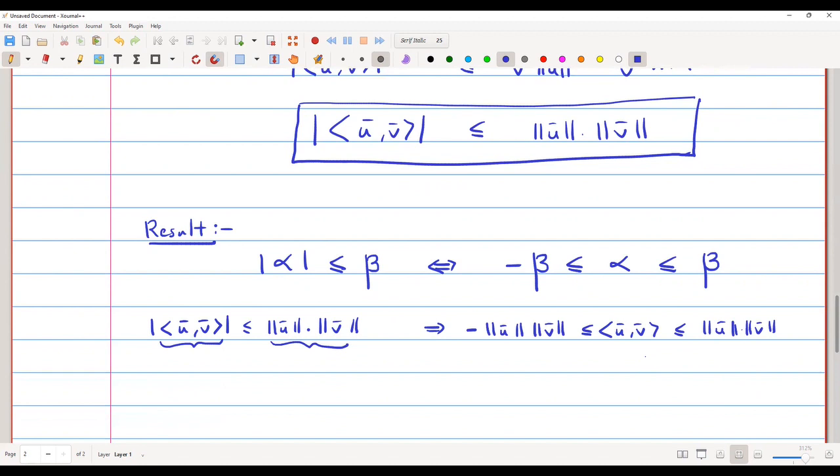So this inequality tells us that the inner product always lies between two numbers. The two numbers are the norm u bar v bar product and minus the norm u bar v bar product. Okay, so this is the result of this Cauchy-Schwarz inequality.